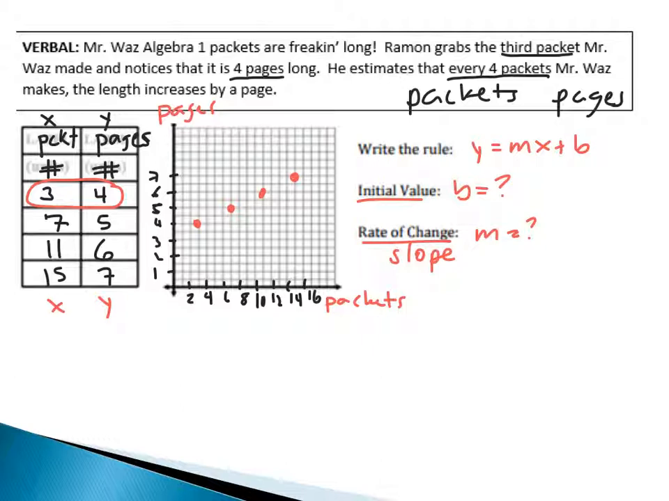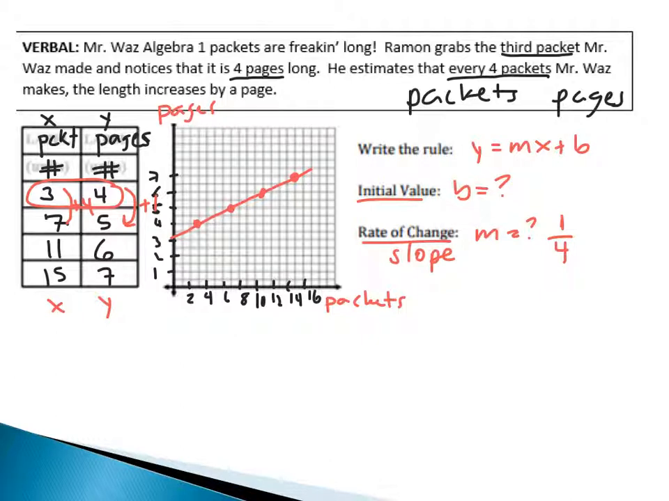So the slope should be easy. If I can graph this line, we can find the slope by going from point to point. Notice, and we can look at our table too, that the y is going to increase. My rise is going to be plus 1, and my run, the x, is going to be plus 4. So that means my slope is going to be 1, up 1, right 4.